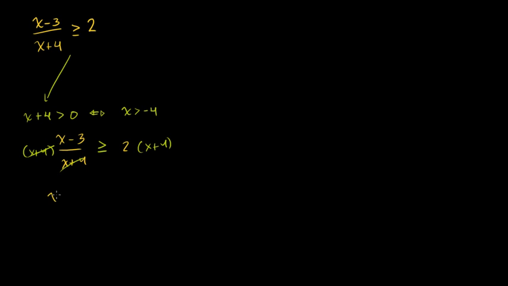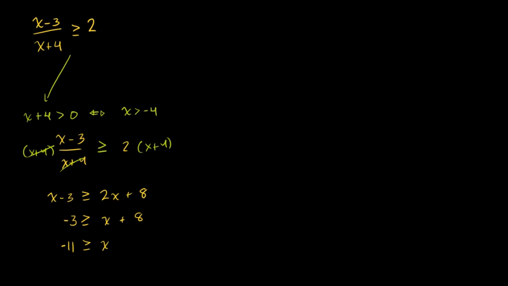Let's see what we get. We get x minus 3 is greater than or equal to 2 times x plus 2 times 4, which is 8. And now what can we do? We can subtract x from both sides. We get minus 3 is greater than or equal to x plus 8, right? I just took x from 2x. And then we can subtract 8 from both sides. You get minus 3 minus 8, which is minus 11, is greater than or equal to x. And of course, if we subtract an 8, this guy disappears. So if we assume that x is greater than minus 4, then x has to be less than or equal to minus 11.